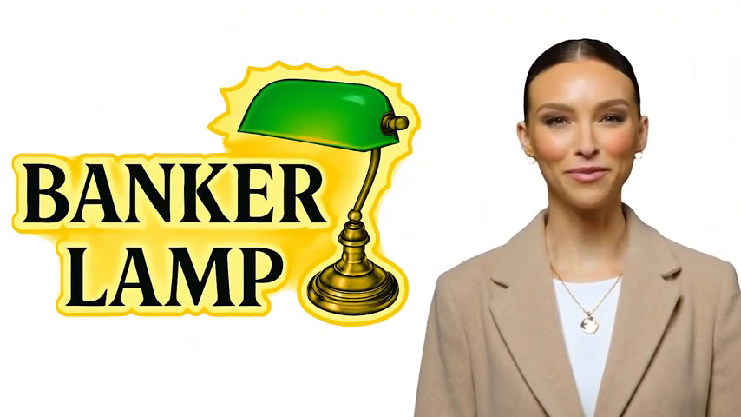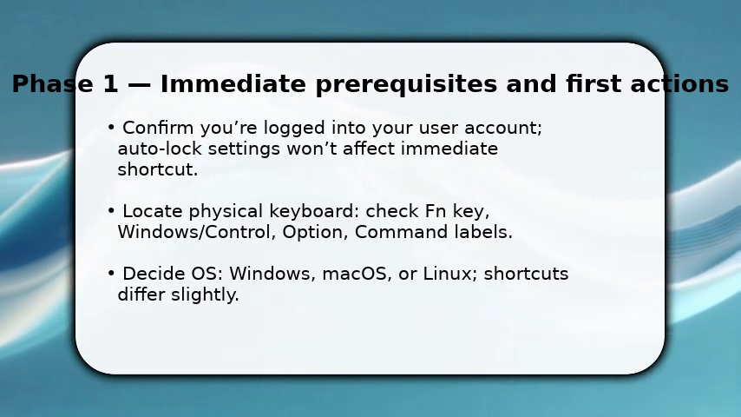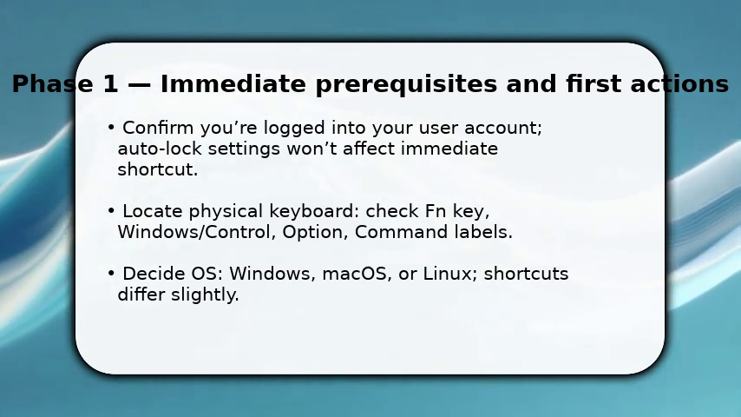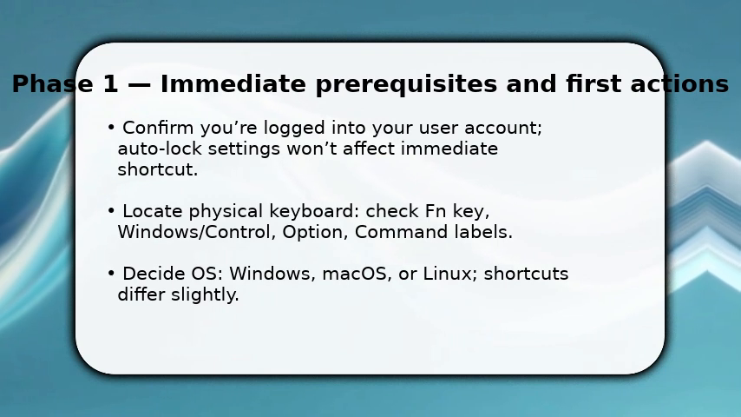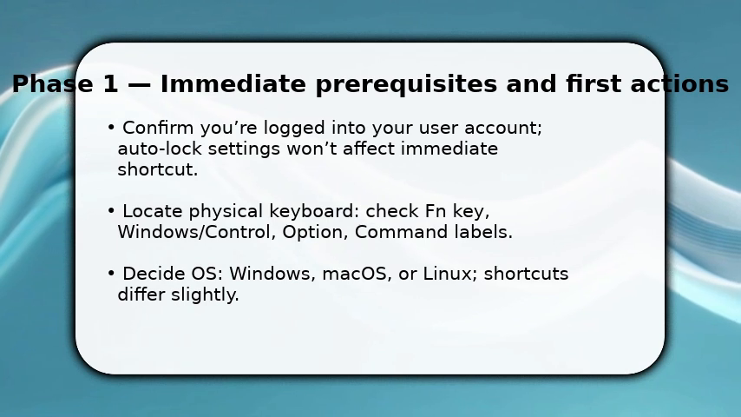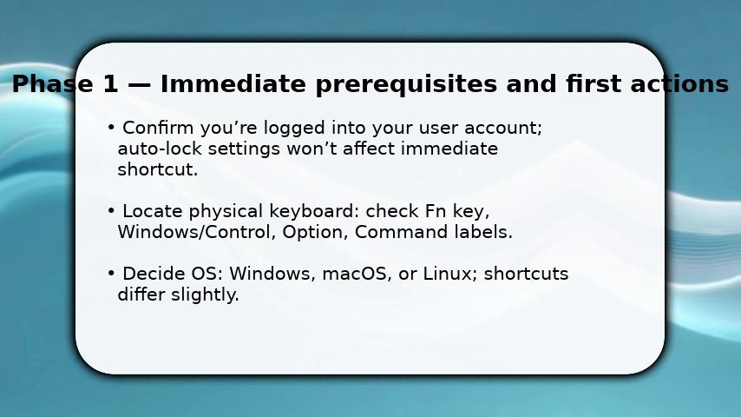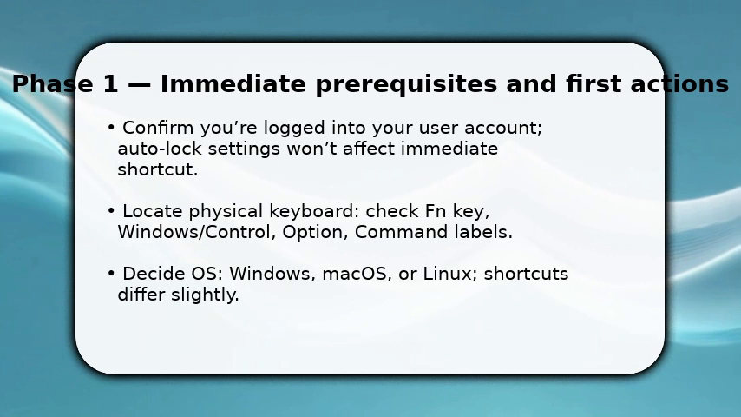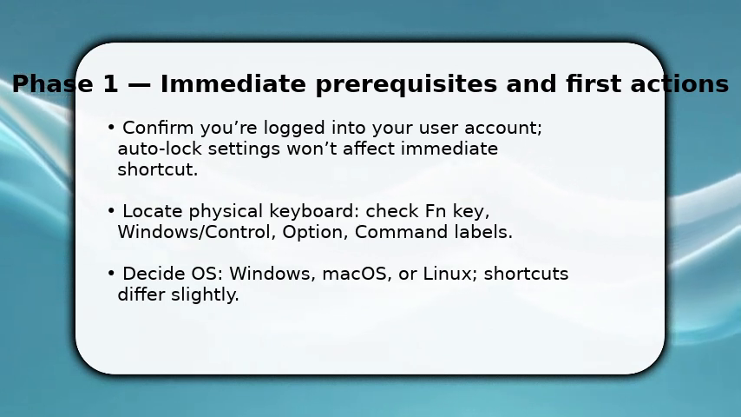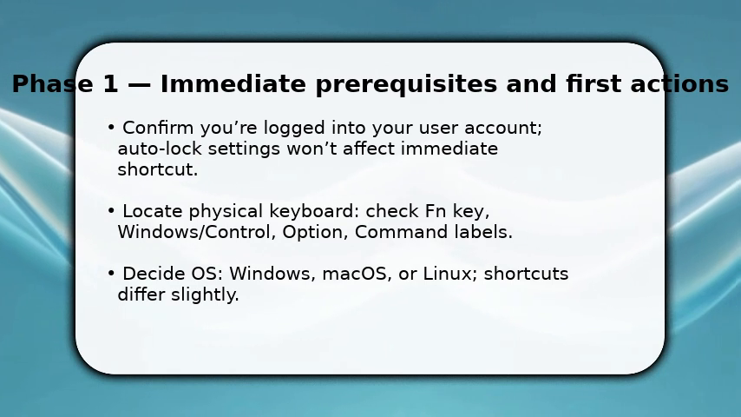Please enjoy the video. You start by confirming you're signed into your user account and that your keyboard is working. This avoids confusion later. Once done, locate the modifier keys, FN, Windows, Control, Command, so you know which key combo to press. Make sure to decide which operating system you're on, because Windows, Mac OS, and common Linux desktops use different shortcuts. That determination lets you follow the correct next step without guessing.